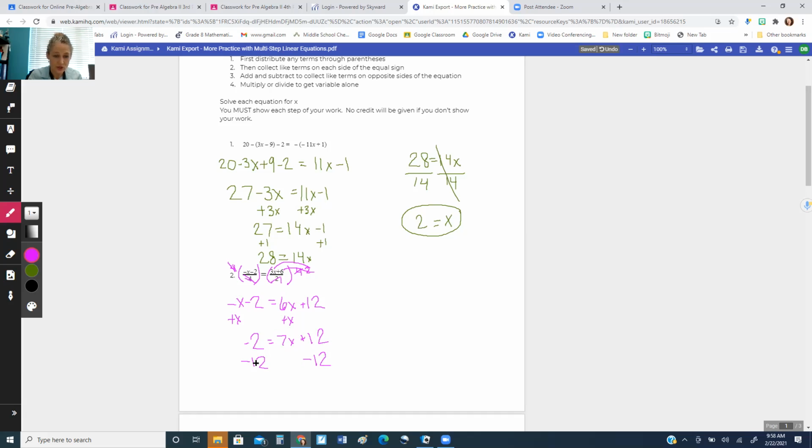So I have 2 minus 12, so I'm 2 degrees below 0, and it gets 12 degrees colder. It gets 12 degrees more below 0. And so that's negative 14 equals 7x.